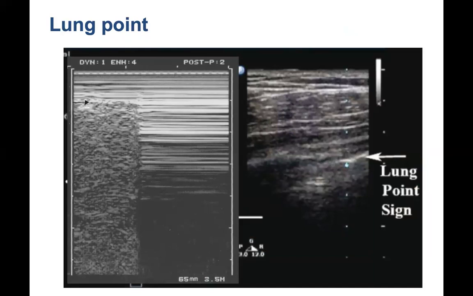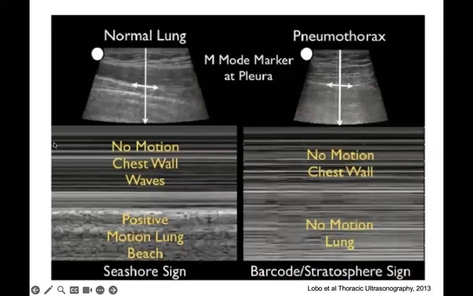Here is an example of the lung point on M mode. So again, you see the barcode sign on this side, and you see the waves on a sandy beach on the other side, or the seashore sign.